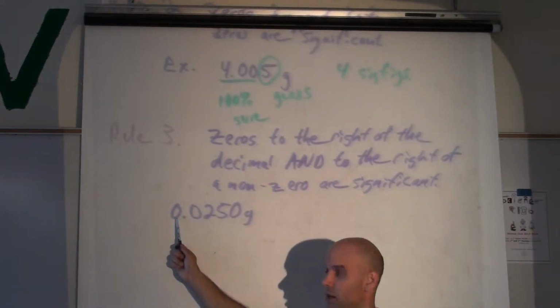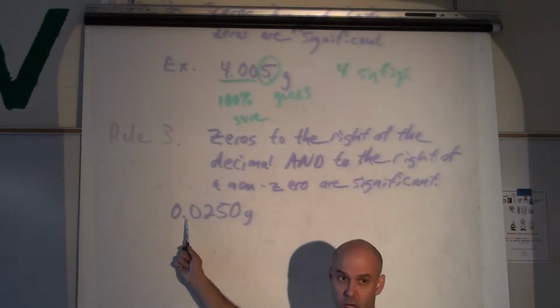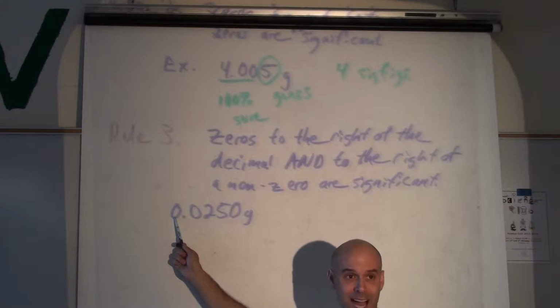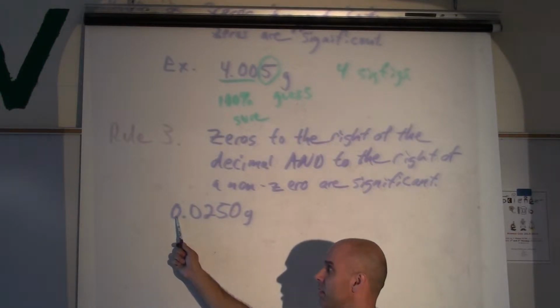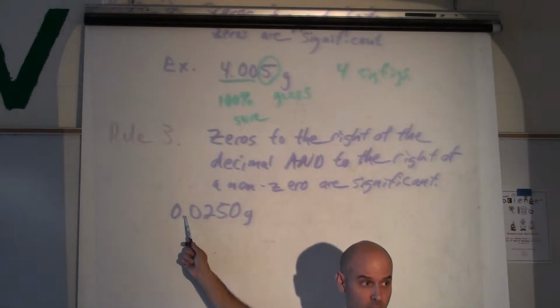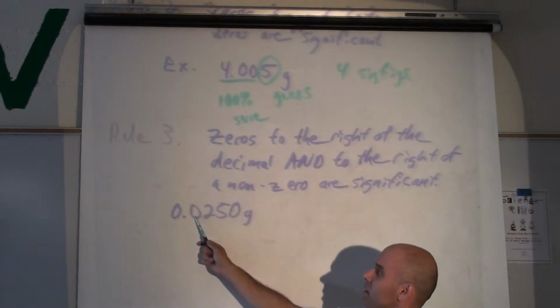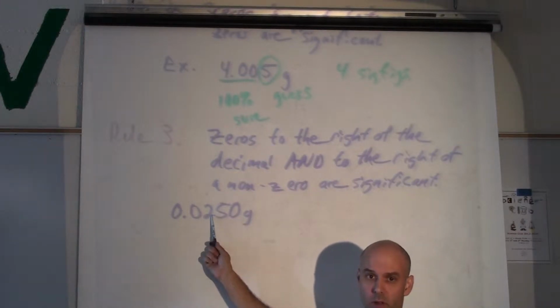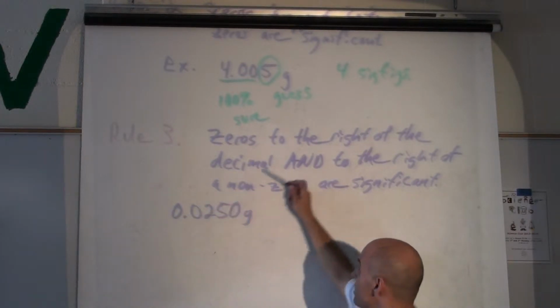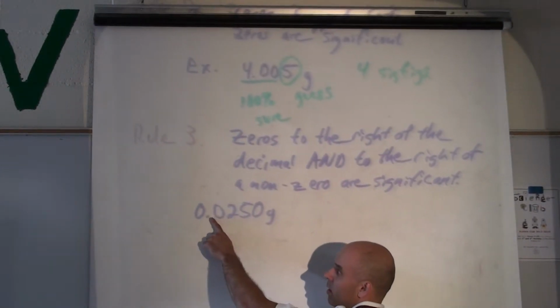Is this zero, Alex, to the right of the decimal point? No, it is not. So that zero is not significant. How about this zero? Is this one to the right of the decimal point, Natalie? Yeah. But is it to the right of a non-zero number? No, it's to the left. It has to have both conditions. So this zero is also not significant.